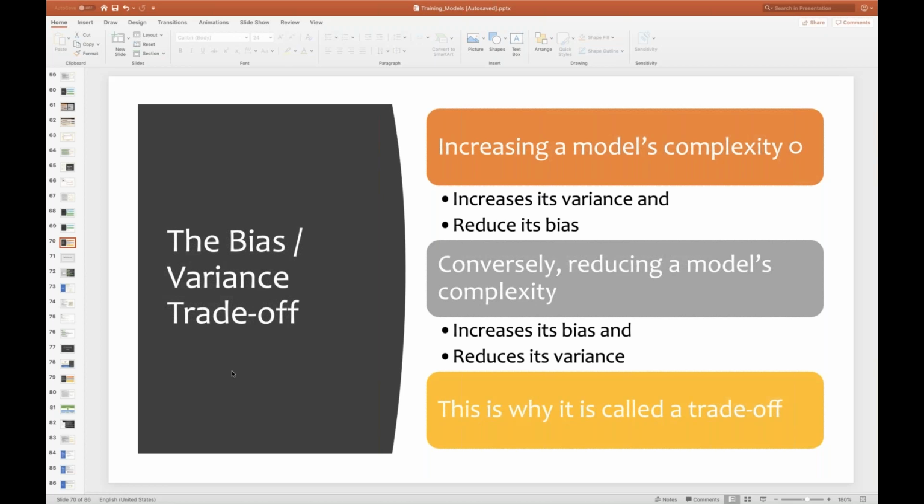Look at the comparison. If you want to increase the model complexity, increase the variance, reduce the bias. If you want to reduce the model's complexity, increase the bias, reduce the variance. This is called trade-off. Trade-off means you are at the center, not falling into bias and not falling into variance. You are in between. Bias is one area, variance is the other area, and trade-off is between those areas.